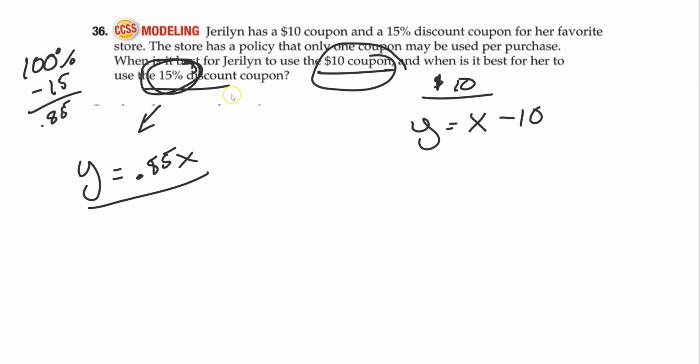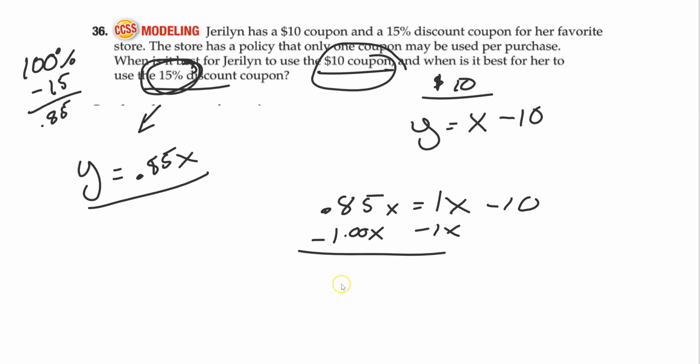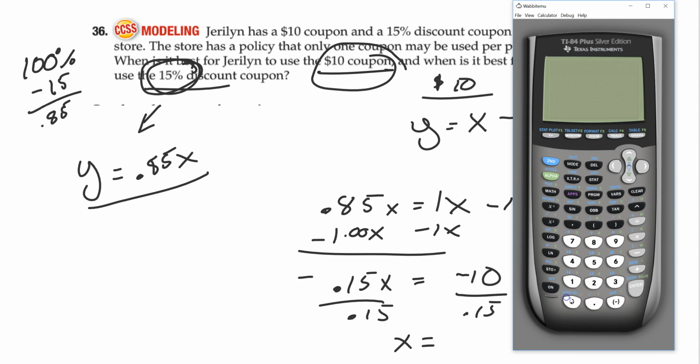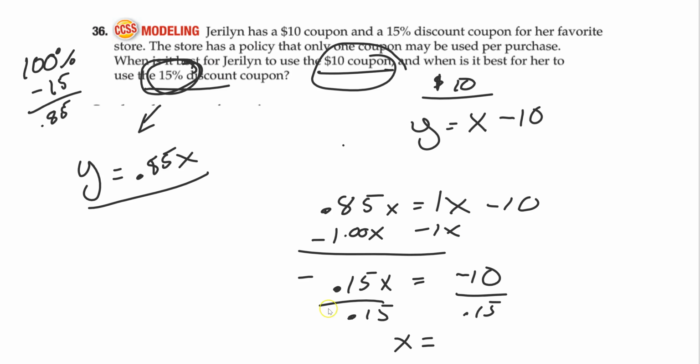So when is it best to use which one? Well, let's first see when they're the same. I'm going to set them equal to each other again. 0.85x is equal to x minus 10. There's like a 1. Let's subtract 1x, a little easier to see there. I get negative 0.15x equals negative 10, divided by 0.15, and I get x equals, I don't even know what that is. Let's use a calculator. It's an application problem, you can do that. 10 divided by 0.15, about $67.